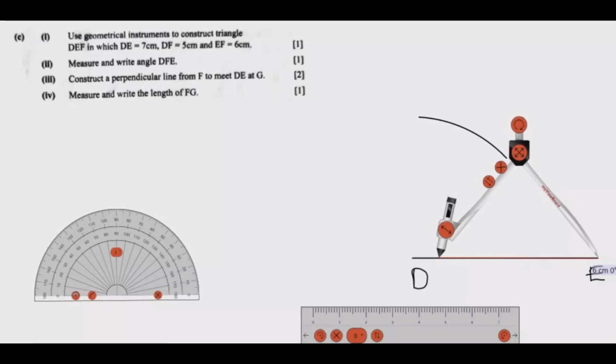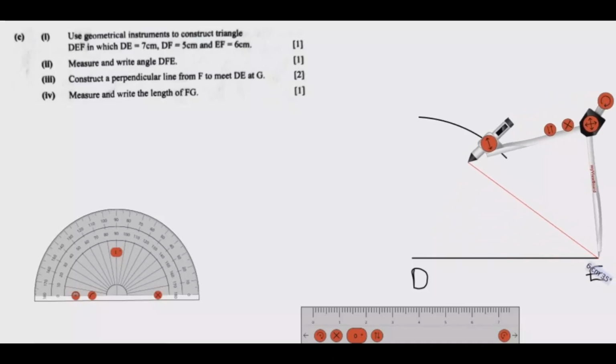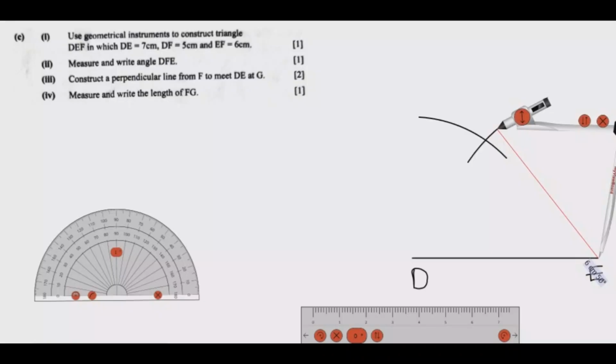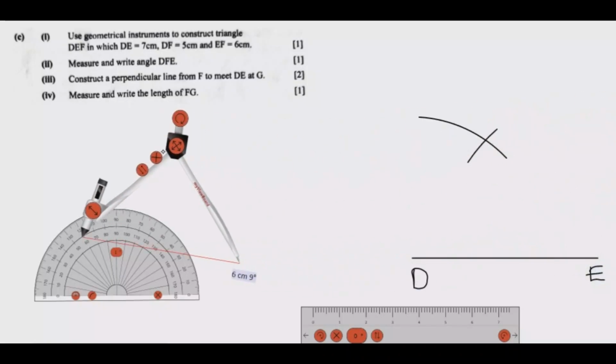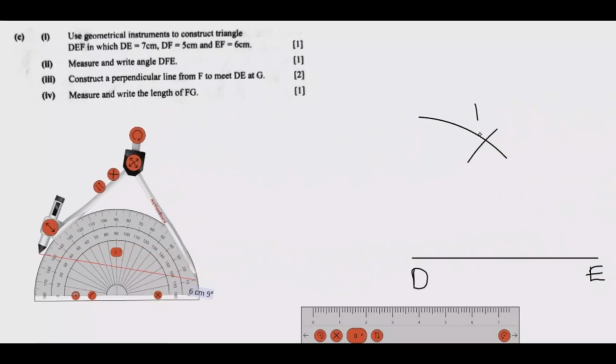So for you, all you need to do is just tighten your compass, and be careful as you are raising your compass and moving your compass. Okay, I draw the arc again here. Now I've drawn the arc there, and that point should be called F. Where these two arcs meet should be called F. And then I'm going to join the lines.